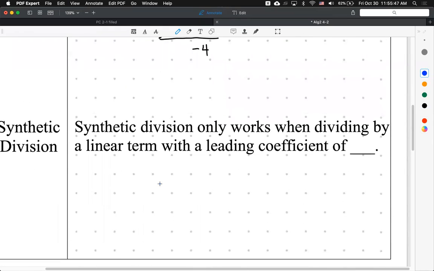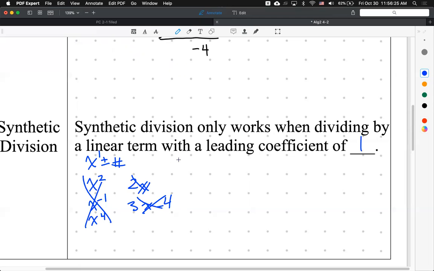It's called synthetic division. Synthetic division only works with certain types of dividing problems. It only works when dividing by a linear term, meaning x plus or minus something. It does not work for x squared, x to the -1, x to the power of 4. But if it's just a normal x to the power of 1, that is a linear term. And it has to be a leading coefficient of 1. It can't be 2x. That doesn't work. It can't be 3x minus 4. Only when it's x plus or minus some number.